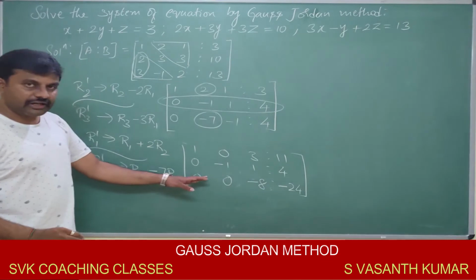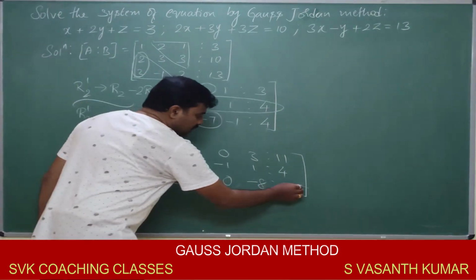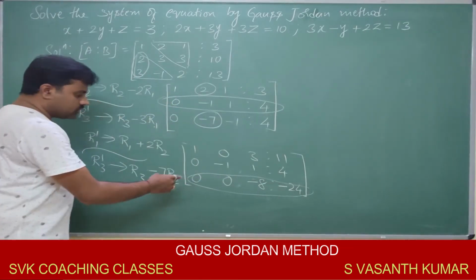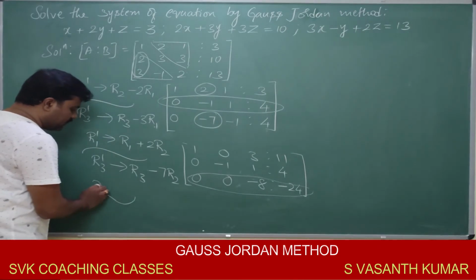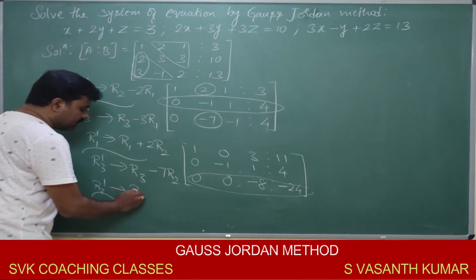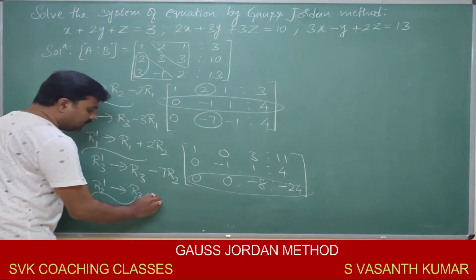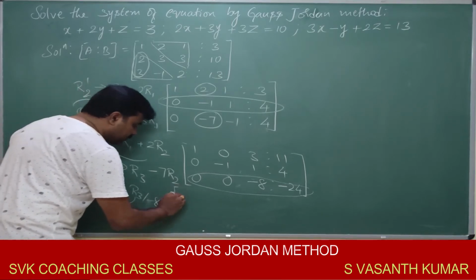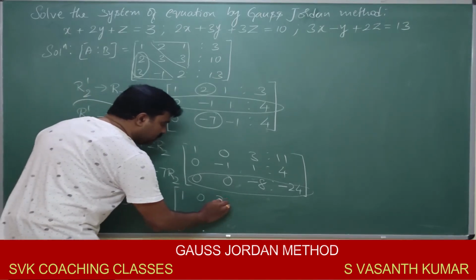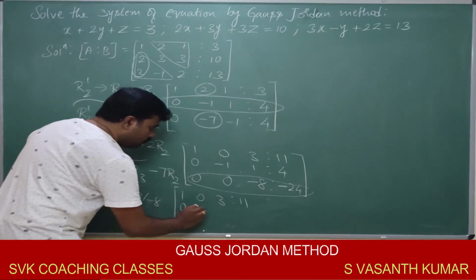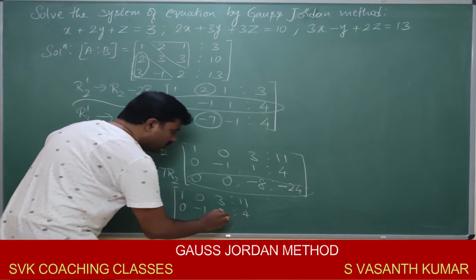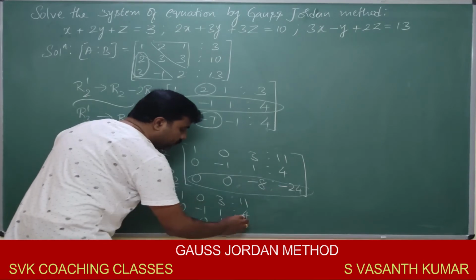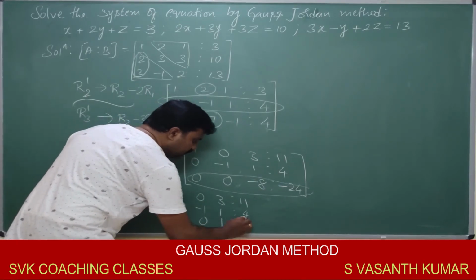So when I observe this matrix, here I have an advantage: this row has a common multiple. So I will divide R3 by 8, since it is a multiple of minus 8. So it becomes 1, 0, 3, 11, 0, minus 1, 1, 4, 0, 0, and minus 8 by 8, minus 8 is 1, minus 24 by minus 8 is 3.